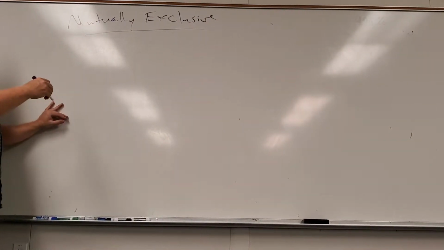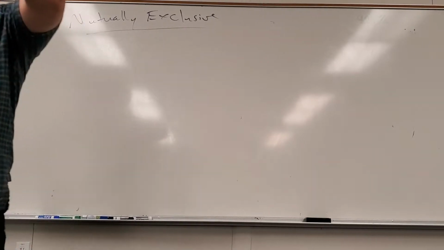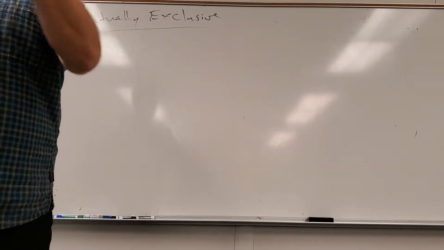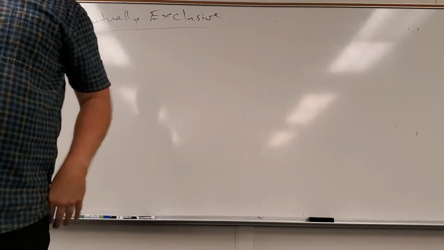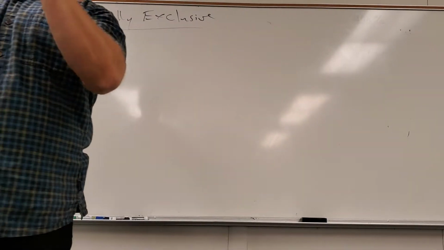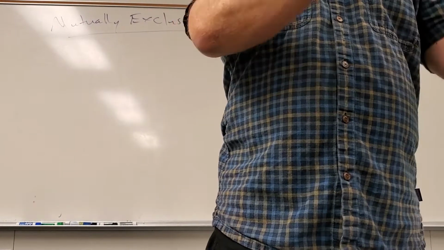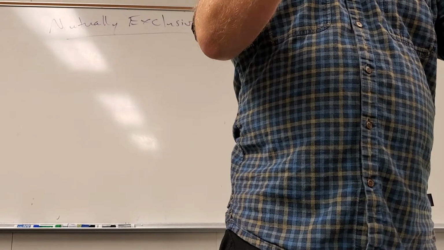But mutually exclusive are two events or groups where there's no overlap. Nobody is in both. Some are just in one place. And so an example I used to use, and this is kind of funny how old I am, but I used to use dog and cat.